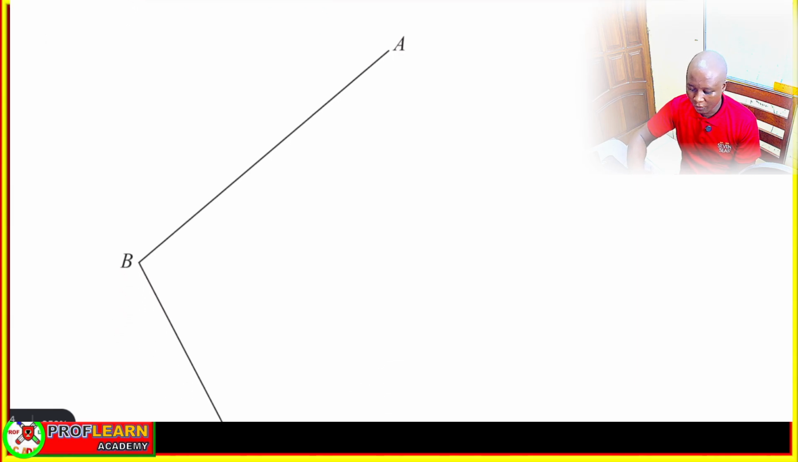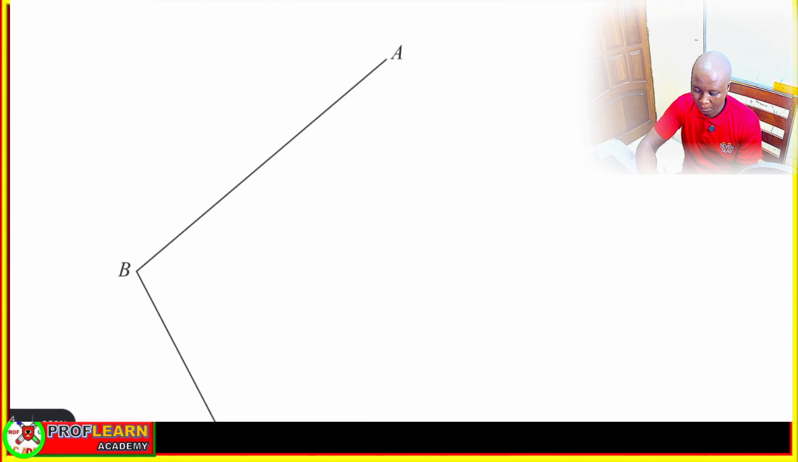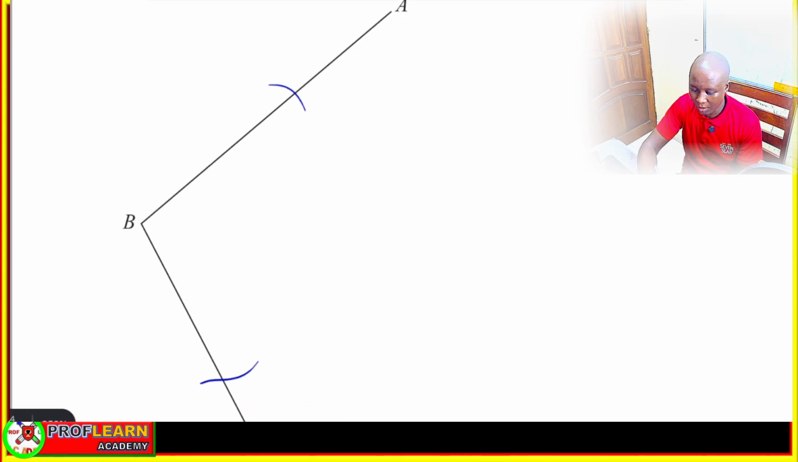bisector. So first you put your pointer at point B, you make an arc without changing the radius. Also from point B you make another arc. Then you transfer your pointer to this point. I'm just explaining what you do. First you use point B, you make these 2 arcs here and this one.